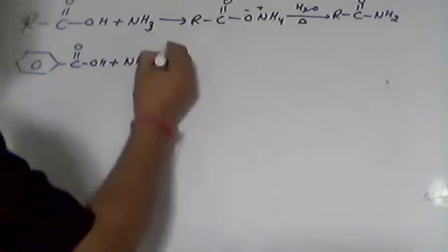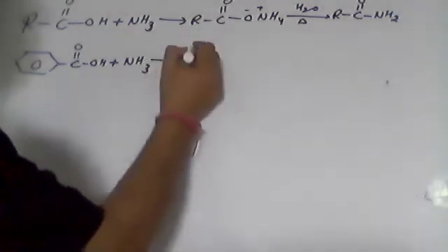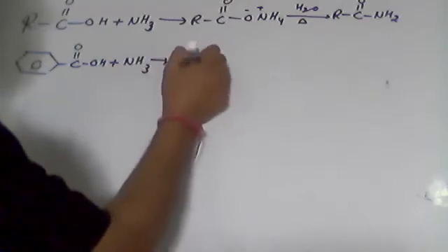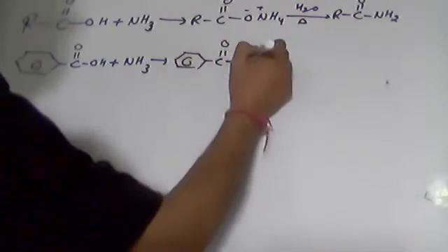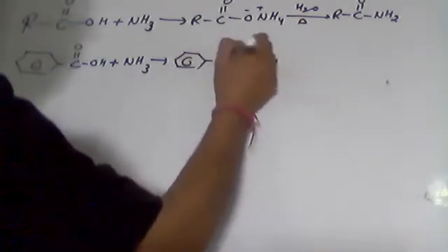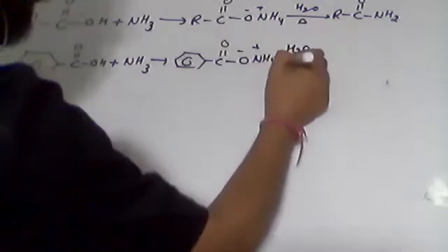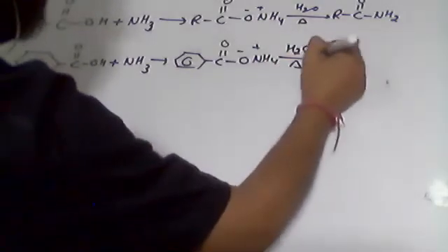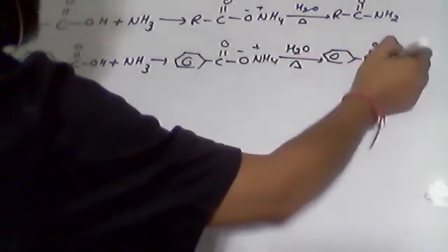In the first case, they will just combine. There is a formation of salt. I'm going to make a salt here. C double bond O, oxygen, and NH4, negative and positive. Further, we are going to heat. Water molecule will move out and we'll get the benzamide, C double bond O and NH2. There will be a formation of benzamide. This one we have done.